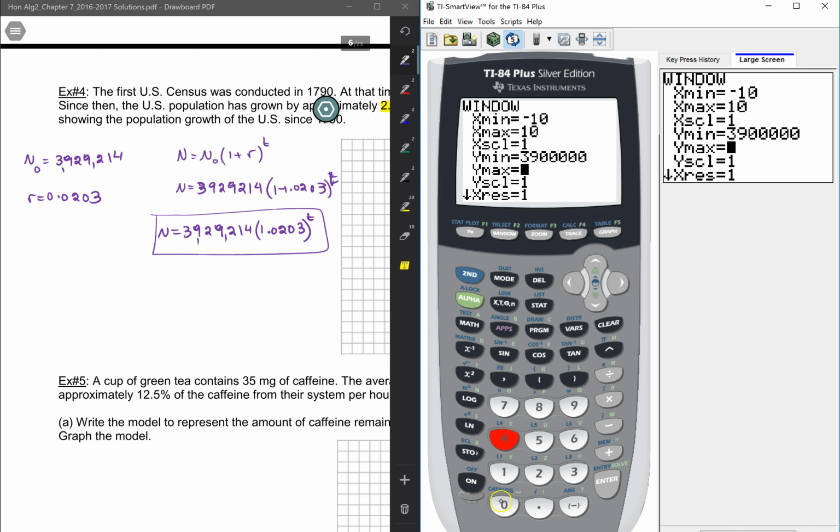Okay, so 400. And what I'm gonna do here is put it to 0. So let's go from 0 to that. And if this is 1790, how many years ago is that? So t, right. The time starts at 0, and how many years are we gonna go? Let's go to 250 years. Okay. Now let's graph.